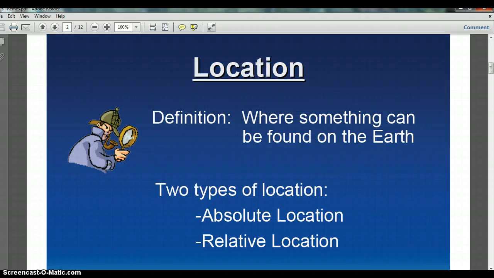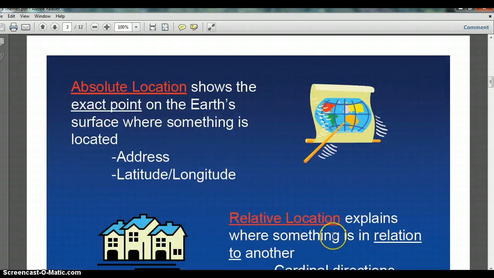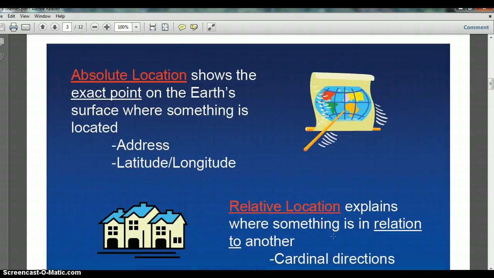Location. Location is your first theme. The definition of location is where a place can be found on Earth. That is its location. There are 2 types of location, absolute and relative. Let's talk about the difference between the 2.